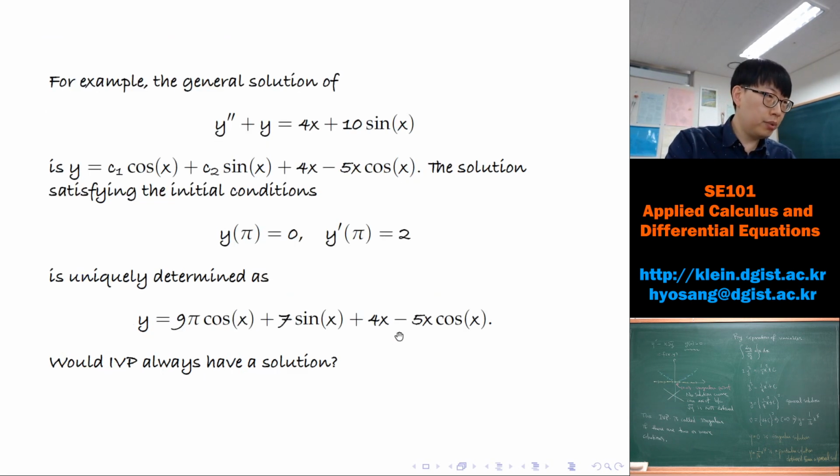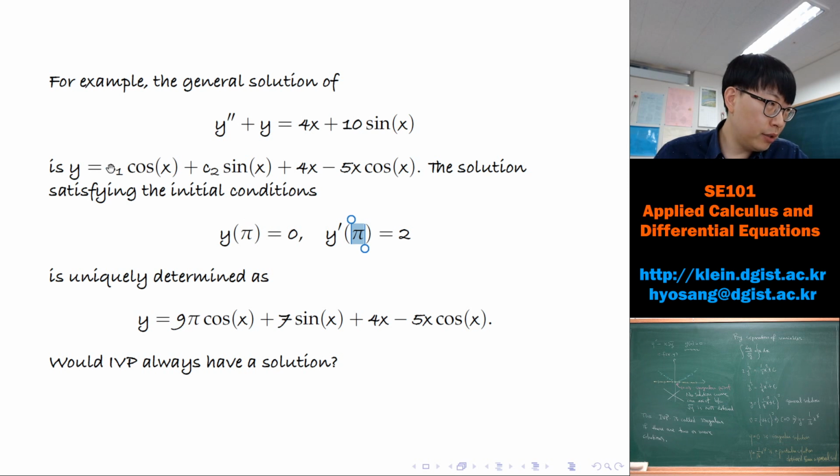So let's look at an example. The initial point may not be 0. Suppose that we have pi as our initial point, and the initial value of y at pi is given by 0, and the first-order derivative has 2 as its initial value at pi.